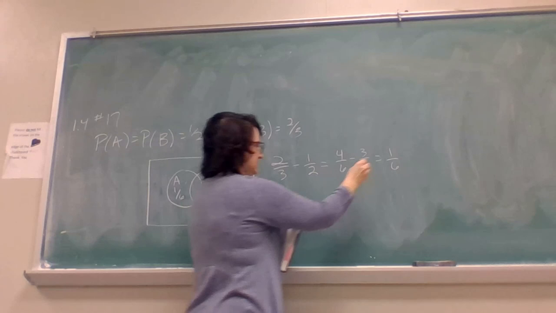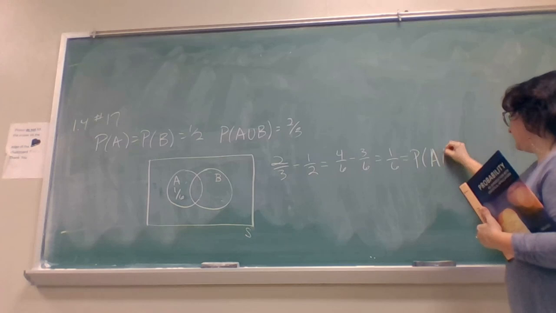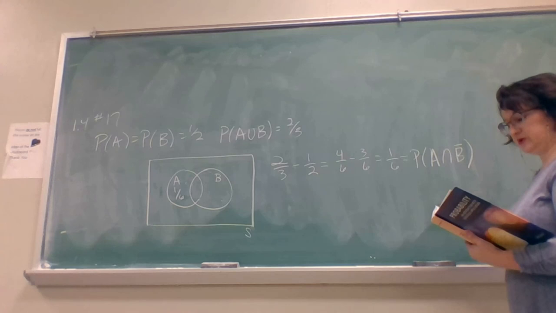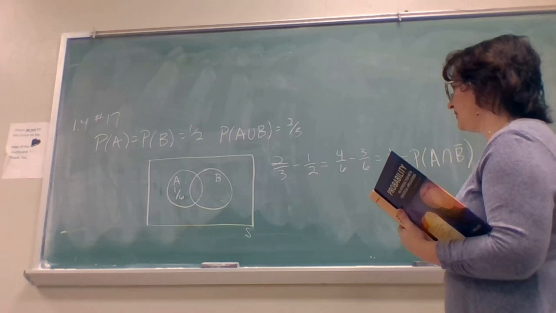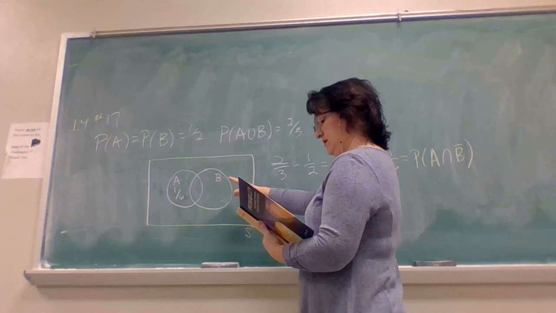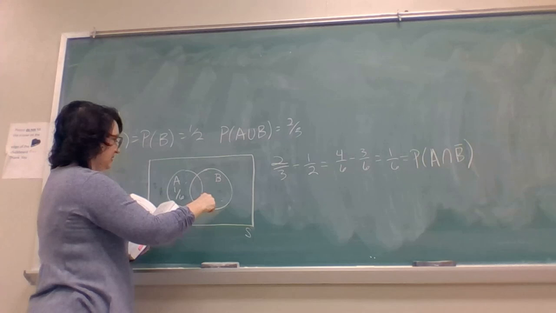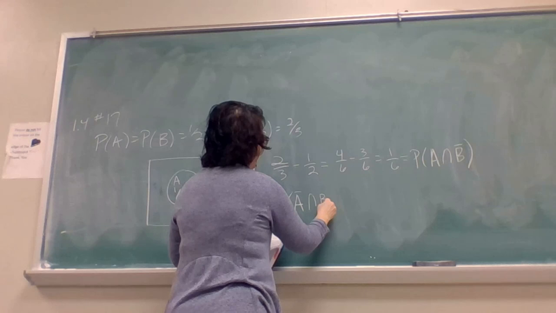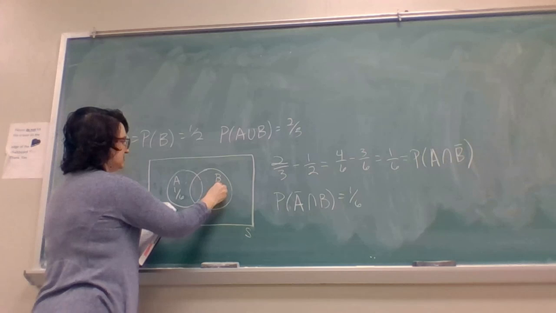And so that is probability of A intersected with B complement. And I just did part C. And then you're going to get the same thing for B intersected with A complement. So probability of A complement intersected with B would also be 1/6 because you would do 2/3 minus 1/2. So this would be 1/6.